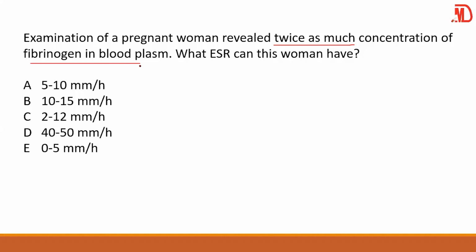So we are looking at somewhere between 40 to 50 millimeters per hour. But of course, the normal value should be at least up to 30 millimeters. But the closest one should be 40 to 50. So here we are thinking of D as our answer. D. All right.